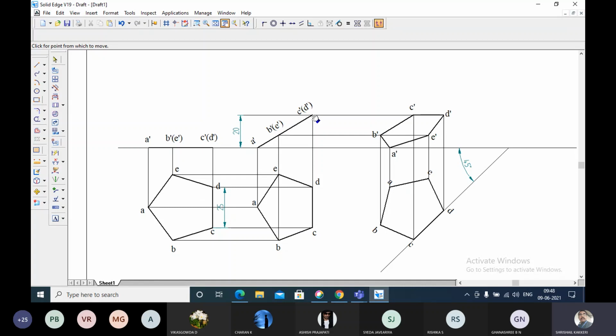The line appears to be a point because in the vertical plane, that edge is perpendicular to the plane, so the line CD appears as a point. That is at a height of 20 mm from the horizontal plane. What I did, I have offset a line at a distance of 20 mm. Draw this, then locate one particular point.